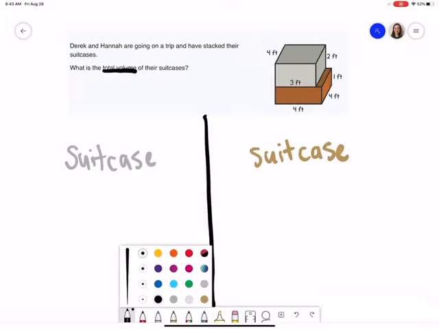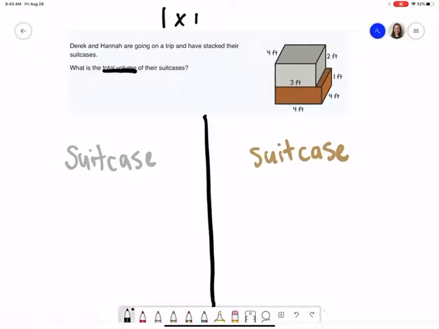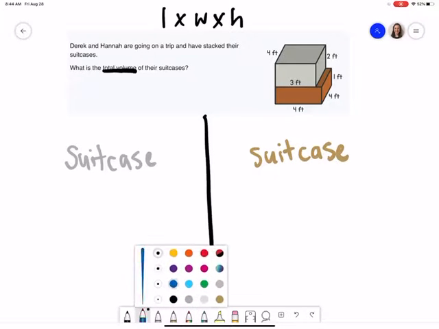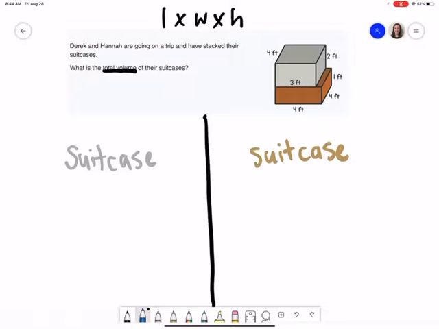So as always, length times width times height. So let's look at our gray suitcase first. Okay? Let's see. Our length is going to be this measurement right here, which is 3 feet.